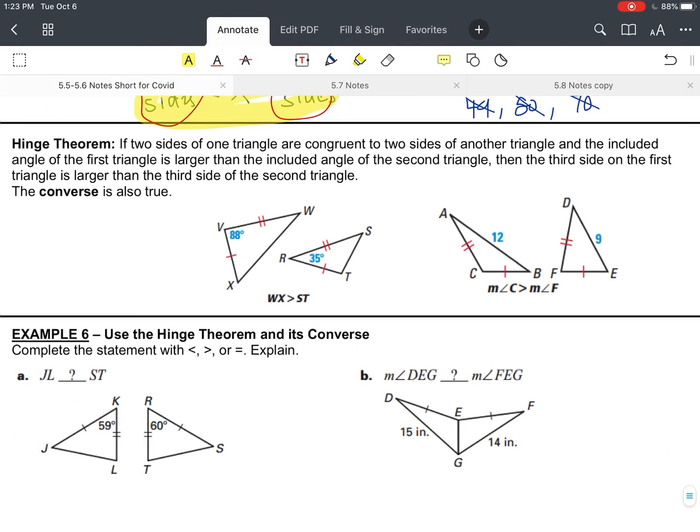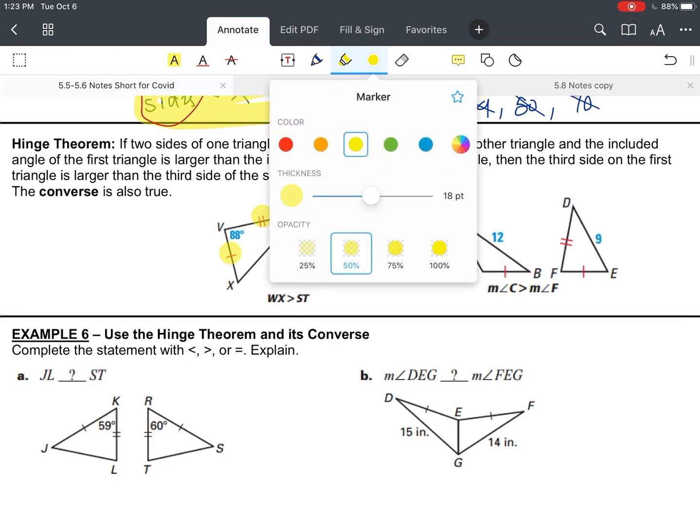Last part is the Hinge theorem. And the Hinge theorem is really a long thing. But what it says is, if you have two triangles where you have two sets of congruent sides, so you'll see in my picture, I have VX is equal to RT. I also have VW is equal to RS. So I have two triangles with two sets of congruent sides. You can either compare the third side or the included angle based off of either the angle or the side you were given.